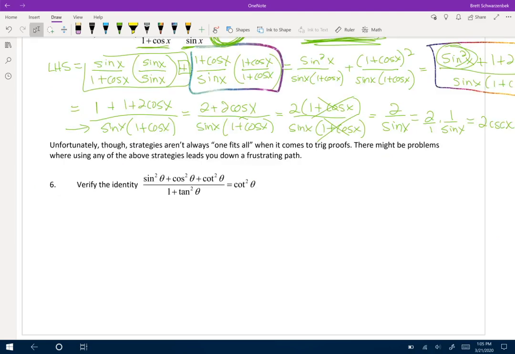Okay, so the last problem in this section, let's again start with our strategies. It says, unfortunately, though, strategies aren't always one size fits all when it comes to trig proofs. There might be problems where using any of the above strategies leads you down a frustrating path. So when doing these problems, if you just do one size fits all for every problem, change everything to sines and cosines, you could do that, but you want to be careful to always consider other trig identities.